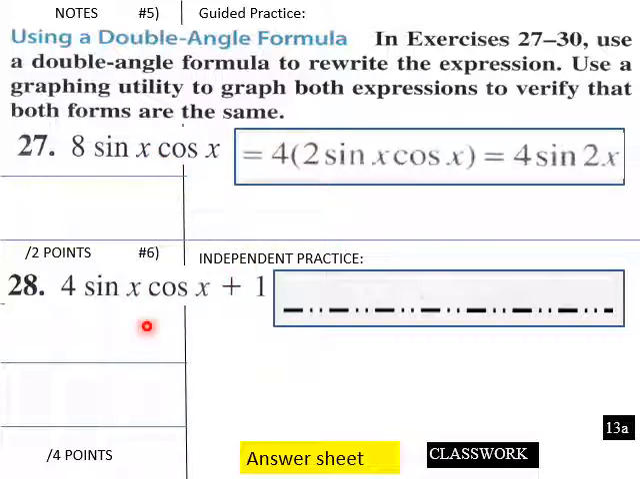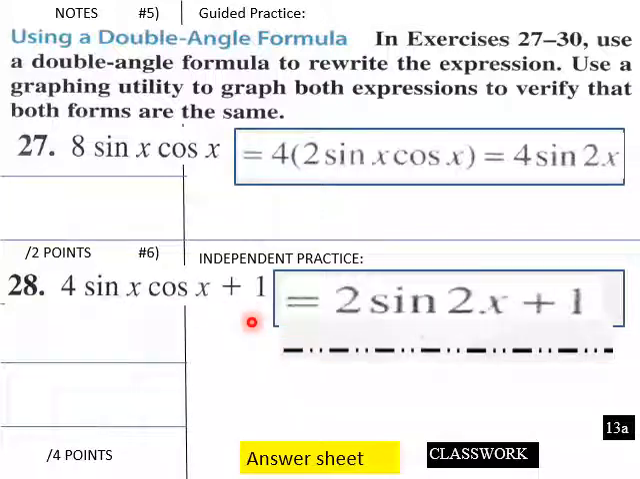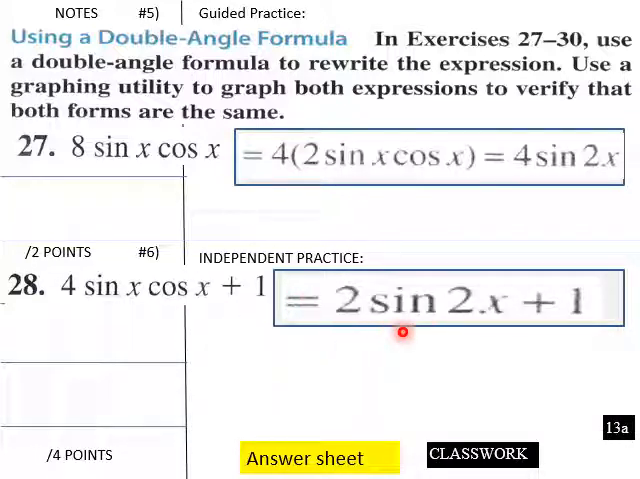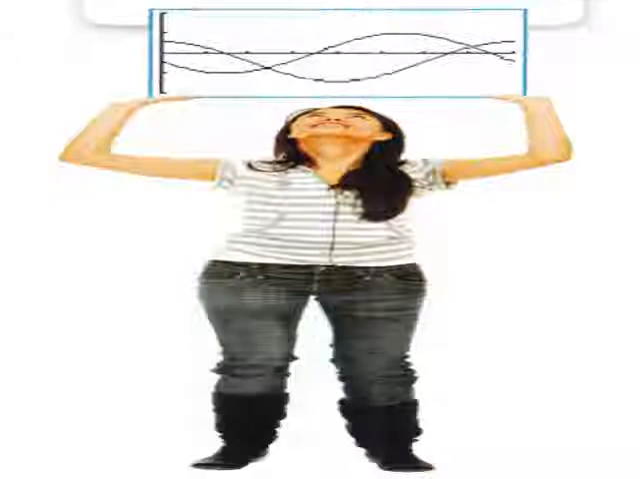And then down here, 4 sine x cosine x plus 1 will become 2 sine 2x plus 1. When we factor out a 2 here, 2 sine 2x plus 1, using our double angle formulas again for this one here.